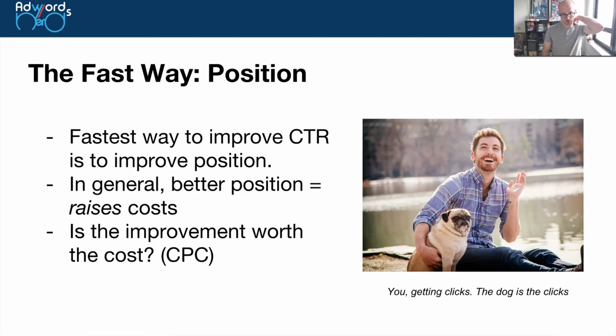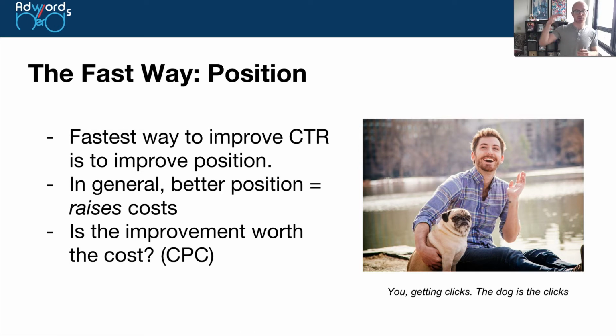All right. Now, how do we improve click-through rate? Because as click-through rate goes up, we're going to get more clicks. We're generally going to get more leads. We're going to make more money. So how do we improve the click-through rate of our ads? Now, the fastest way to do this, the quickest distance from where you are now to improving your click-through rate, is to improve your position. All right.